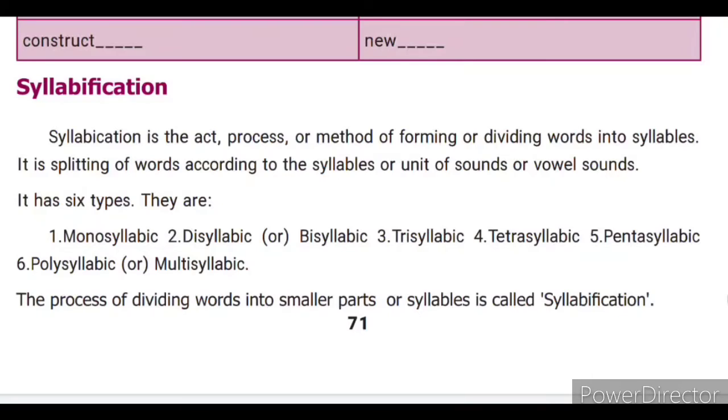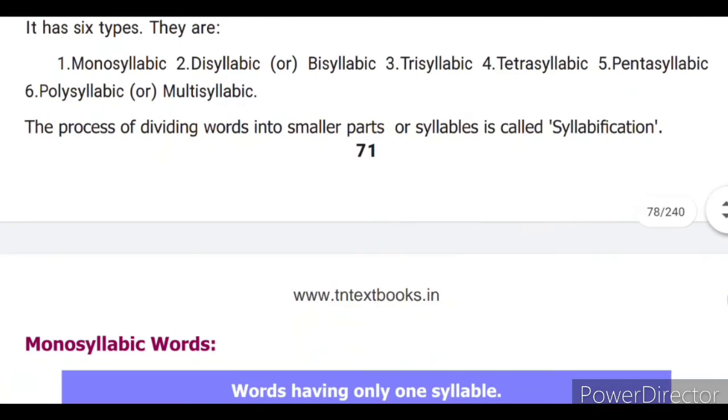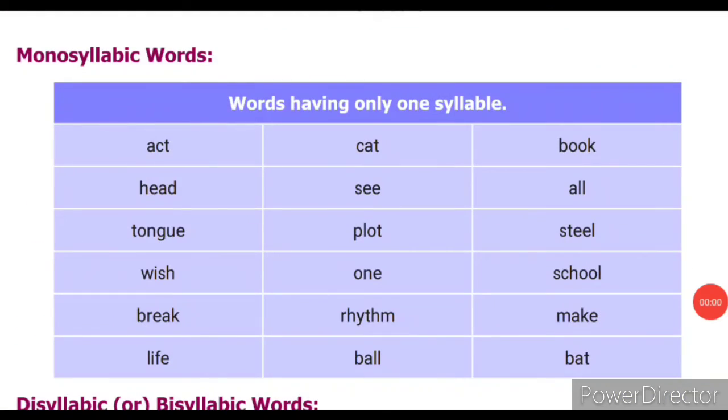Okay, so the process of dividing words into smaller parts or syllables is called syllabification. Yes, we'll see what monosyllabic words are. So now let us start with the monosyllabic words. Monosyllabic words have only one syllable. So words having only one syllable are called monosyllabic words.